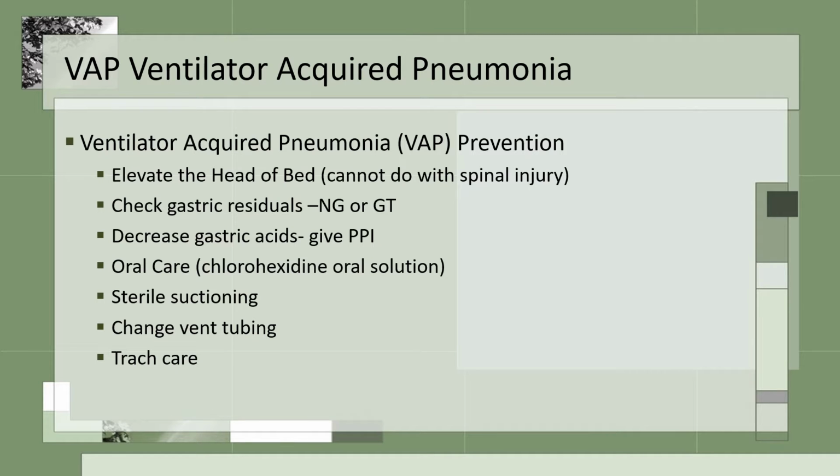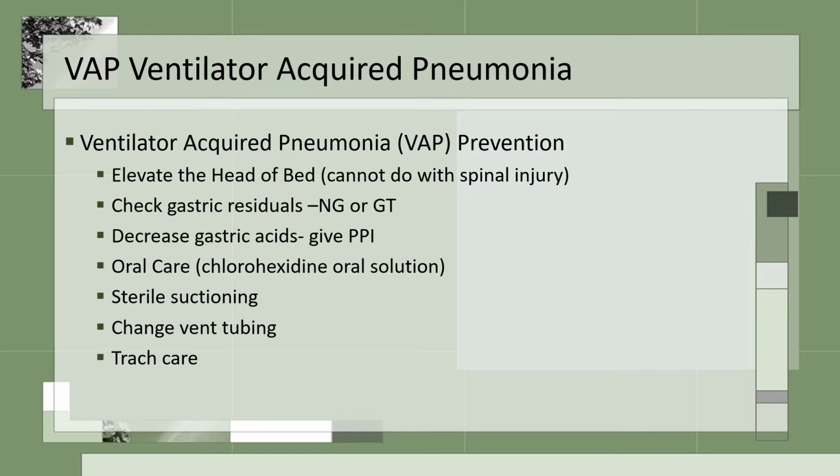Of course, you cannot do this with spinal injuries, but there are other things you can do to make sure that the patient does not get VAP, which would include checking gastric residuals, either their NG or G tube. High gastric residuals will increase the risk for aspiration. Decrease the gastric acids, so we will give them PPI like Protonix. Oral care. Oral care is done with chlorhexidine oral solution, not Hibiclens or the chlorhexidine you wash their bodies with, but it is a special mouthwash solution, and it will kill the bacteria in the mouth, which can also cause aspiration.